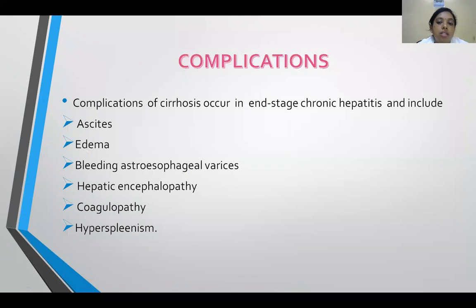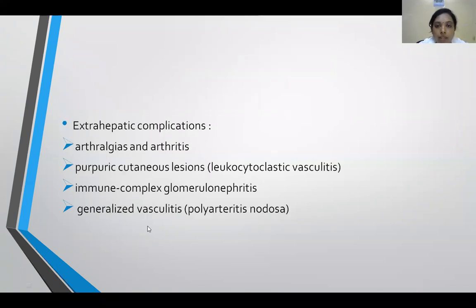Complications of cirrhosis. So what are the complications in hepatitis B virus? Definitely the complications are of the later stage, not the earlier stage, that is cirrhosis or hepatocellular carcinoma. These are the complications I have told you: ascites, edema, generalized edema, or malleolar edema might be there. Bleeding, esophageal varices, hepatic encephalopathy, coagulopathy, hypersplenism. So you also have to palpate for the spleen in the abdomen.